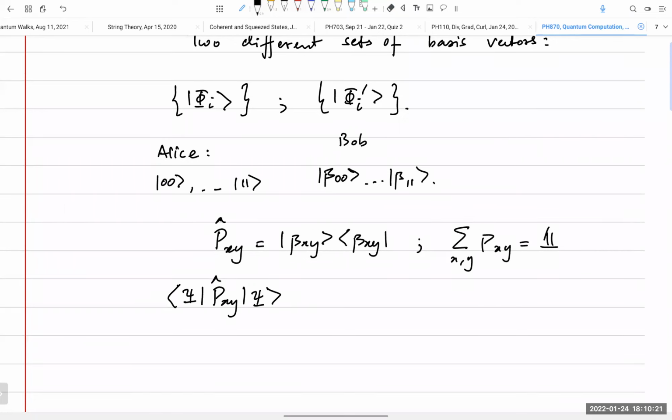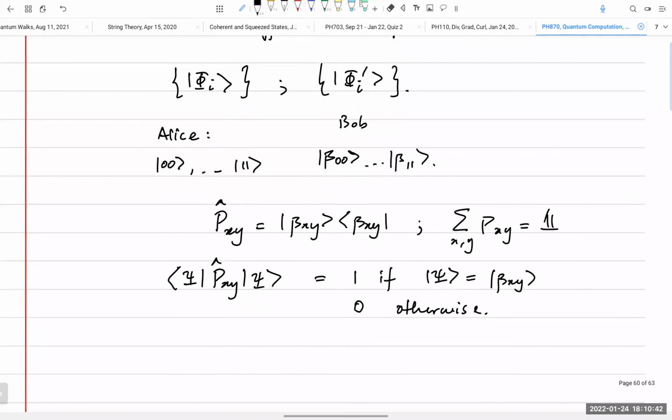We'll put a hat over here. This is going to be 1 if psi is equal to beta xy, and 0 otherwise. Right? So you can convince yourself that this is the case.